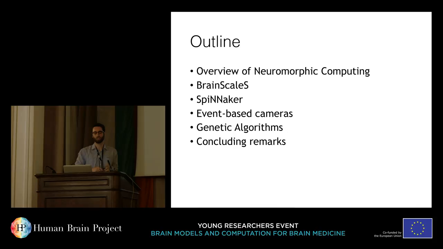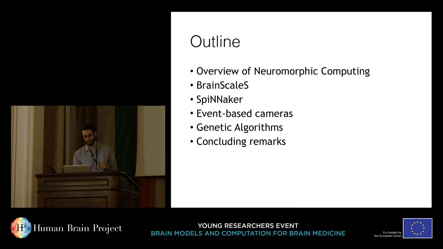I will start by giving a brief overview of what neuromorphic computing actually is, then go into the details about what the Human Brain Project is developing, which is both BrainScaleS and SpiNNaker. I'll also briefly touch on event-based cameras, which is a good example of devices being developed which lend themselves very well to integration with neuromorphic platforms, before eventually going into genetic algorithms, which is what I'm currently working on as part of SpiNNaker, and then summarizing.